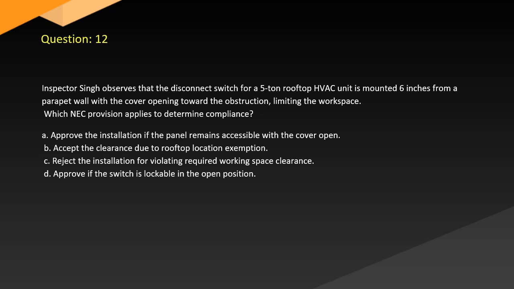Question 12. Inspector Singh observes that the disconnect switch for a 5-ton rooftop HVAC unit is mounted 6 inches from a parapet wall with the cover opening toward the obstruction, limiting the workspace. Which NEC provision applies to determine compliance? A. Approve the installation if the panel remains accessible with the cover open. B. Accept the clearance due to rooftop location exemption. C. Reject the installation for violating required working space clearance. D. Approve if the switch is lockable in the open position.